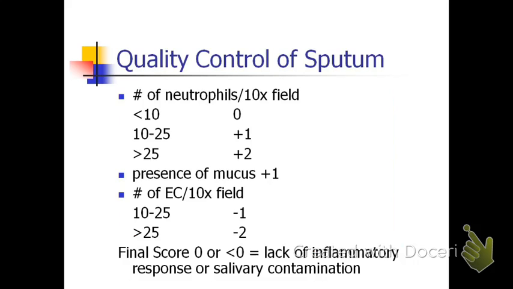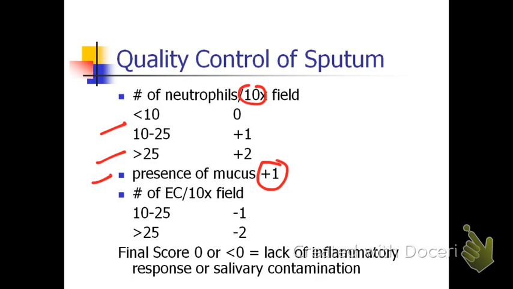Now, this is a scoring technique for us to differentiate whether you are actually seeing a sputum sample or a saliva sample. So, what are we supposed to do? There's a scoring system. First, you assess the number of neutrophils in 10 fields. If there are less than 10 neutrophils, then you score it as 0. If you're able to see 10 to 25 neutrophils, then you score the specimen plus 1. And then, if you are able to see more than 25 neutrophils in 10 fields, then you score the specimen plus 2. If the specimen is mucoid, then plus 1.